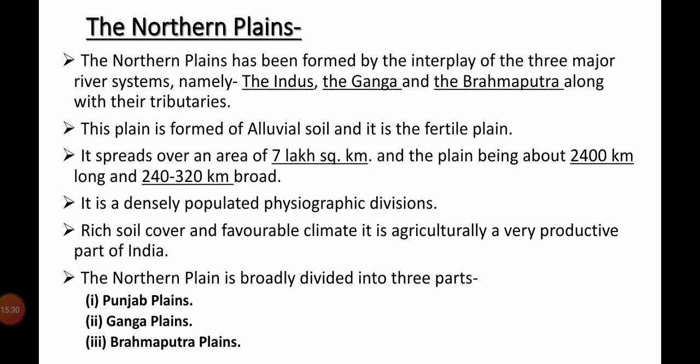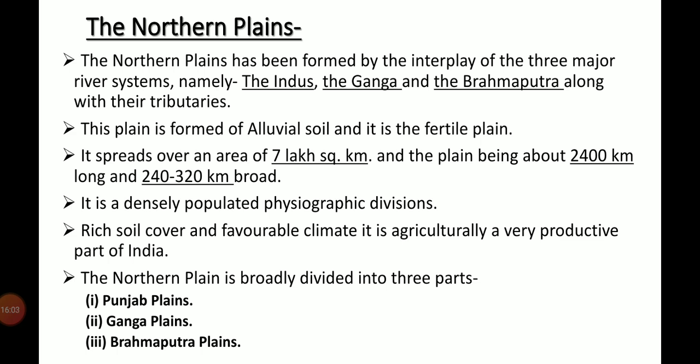Total area is 7 lakh square kilometer and the plain is about 2400 km long and 240 to 320 km broad. It is a densely populated physiographic division, and with a rich soil cover combined with adequate water supply and favorable climate, it is agriculturally a very productive part of India. Maximum agricultural crops are productive here.